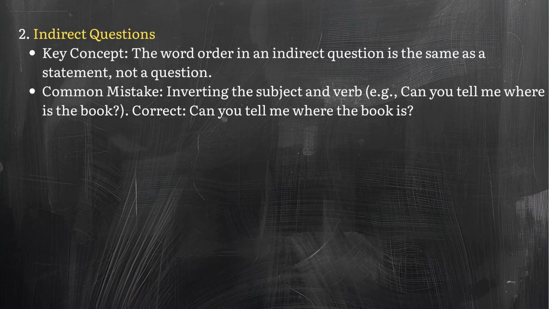When you turn a direct question into an indirect one, the word order changes. Instead of saying, where is the station, you would say, could you tell me where the station is? Notice how the subject and verb return to their normal order, as in a statement.